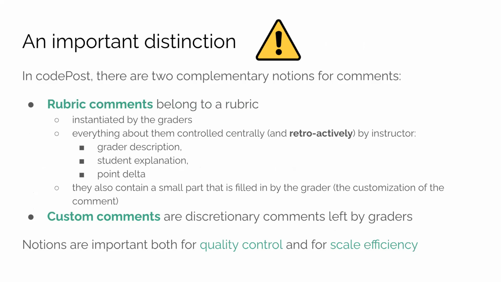We've mentioned this before, but now that we're going into the devil in the detail, it's really important that you understand that in codePost there are 2 complementary notions of comments. There are the rubric comments, and the rubric comments belong to a rubric. I create them, and then they're instantiated by the graders, but everything about these comments is controlled centrally and retroactively by the instructor. So the instructor gets to choose the grader description, so that's how graders will see it. They get to control the student explanation, that's what students see.